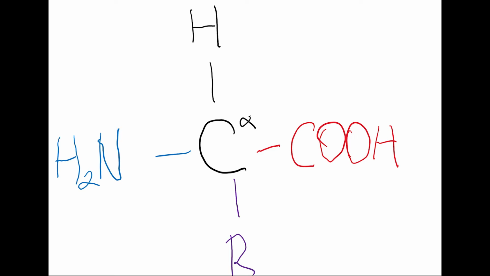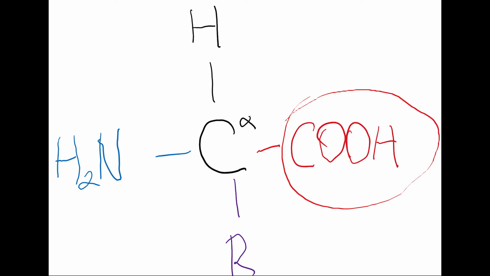When we focus on amino acids, the majority of the bonds occur around one specific carbon known as the alpha carbon. It's called the alpha carbon because it's attached to the carboxylic acid functional group, which is the highest functional group. So it's the first carbon attached to it, it's alpha carbon.